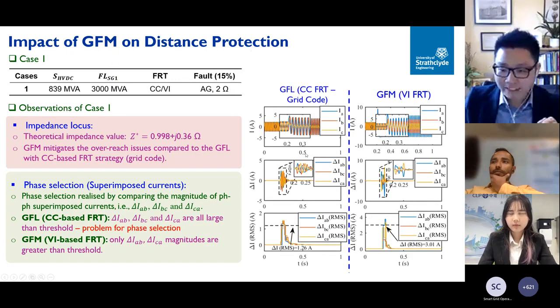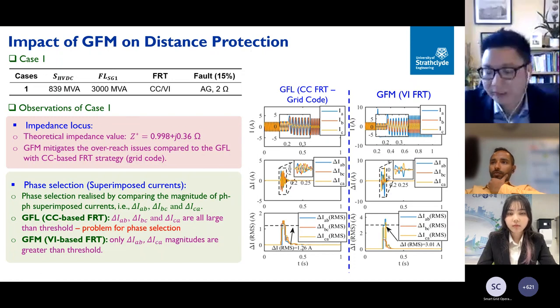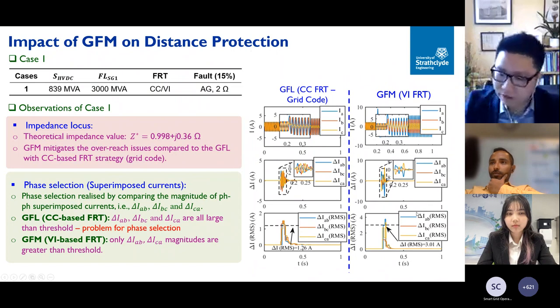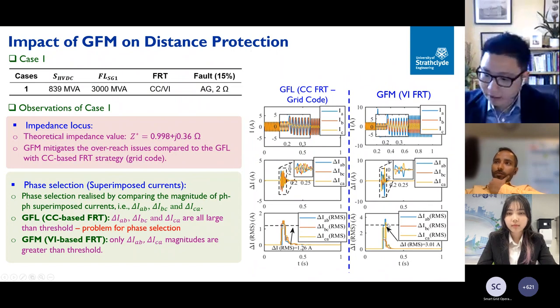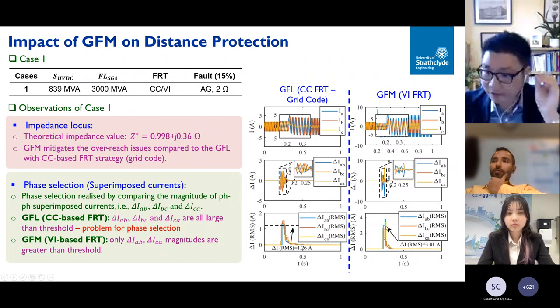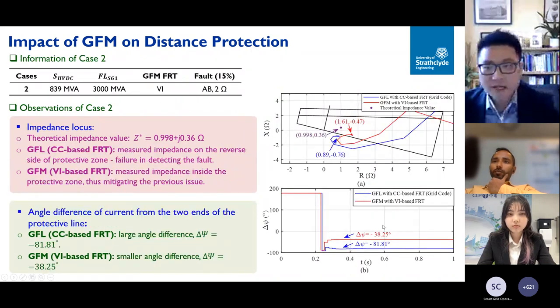If we look at the phase selection, conventionally, with the existing control, you can see all of the phases go beyond the threshold. And that is the point where the relay gets confused for a single phase fault, right? And on the right-hand side, by emulating the voltage source behavior, we have these two, AB and CA, which have a common phase A, so we can collectively detect this is a phase A fault. Okay, so it's a very, very promising result.